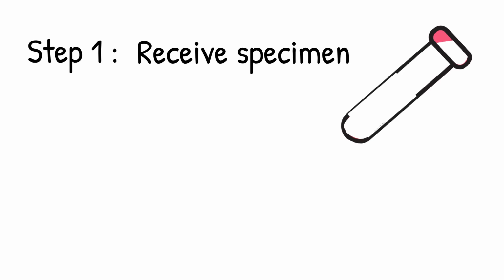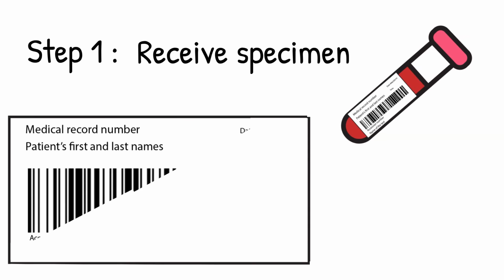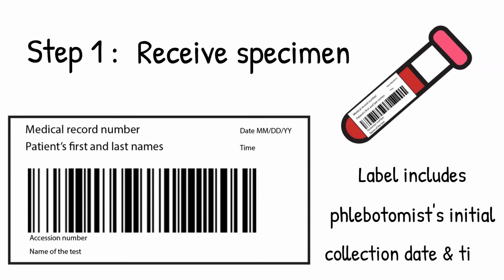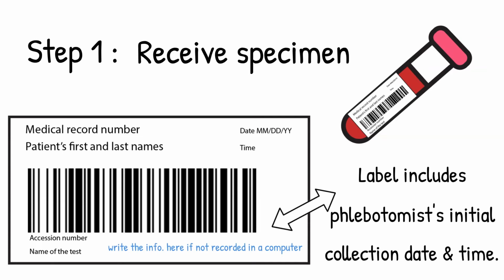Step 1. Follow laboratory protocols on receiving specimens. Usually this includes verifying that the sample is properly labeled, and that the name and medical record number are legible. On the label, it should include the phlebotomist's initials, date, and time of collection. However, some hospitals implement computer systems where the collector identifier, date, and time of collection are in the system, so sometimes they won't be on the label. So double check your policies and follow them. Each place is a little bit different, but you cannot go wrong when you follow your laboratory policy.